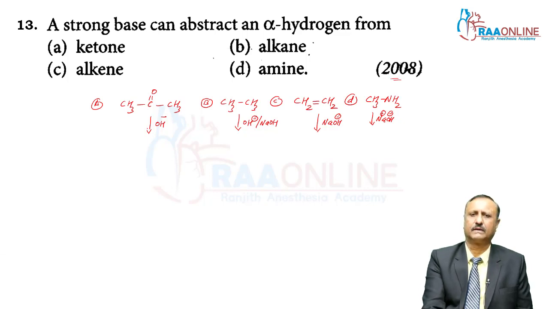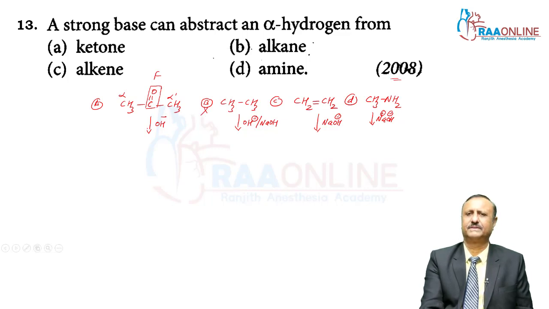Here you can see CO is the functional group, and these are called alpha and alpha dash carbon atoms. Here in CH3 CH3, no functional group is present, hence no alpha hydrogen atom is present. So this is not the answer because an alpha hydrogen atom is not present. Alpha hydrogen atom is basically acidic in nature. And what is an alpha hydrogen atom, my dear students?